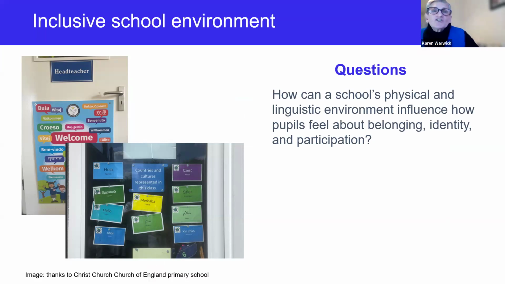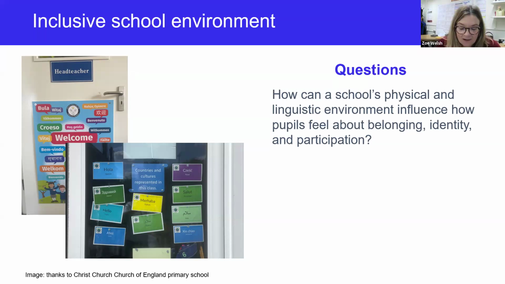So here's the first question. How can a school's physical and linguistic environment influence how pupils feel about belonging, identity, and participation? Tell us what you've done in your school and how you've embraced this inclusiveness in your environment.